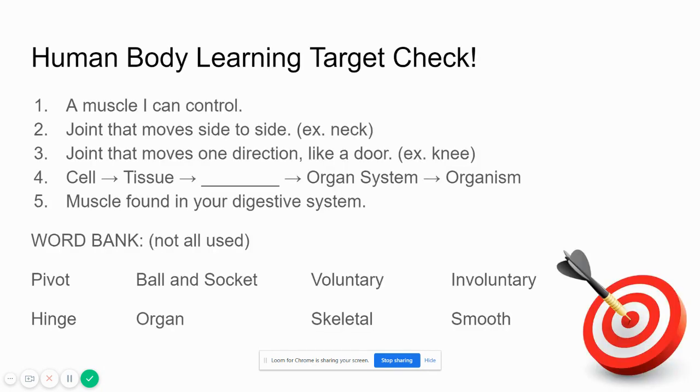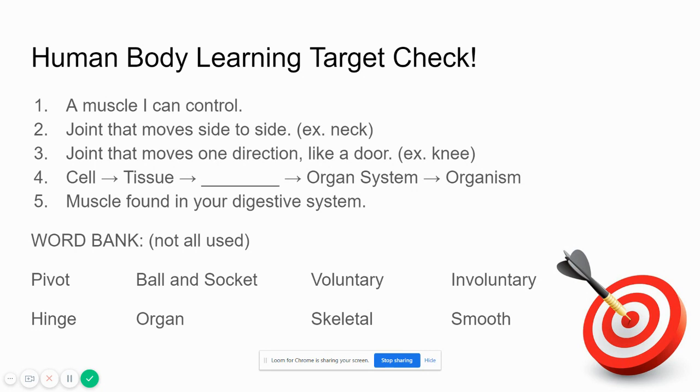All right. Learning check for you guys. Read through these 5 questions. Use the word bank below to help you out. And when you're ready, I will go through the answers with you guys. So you just pause it until you feel ready to go.